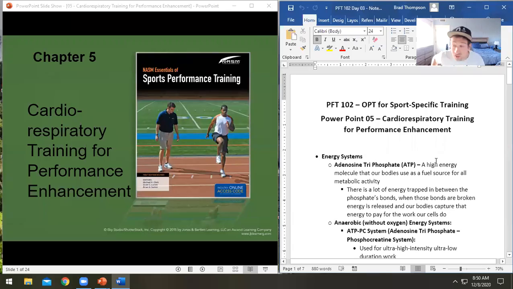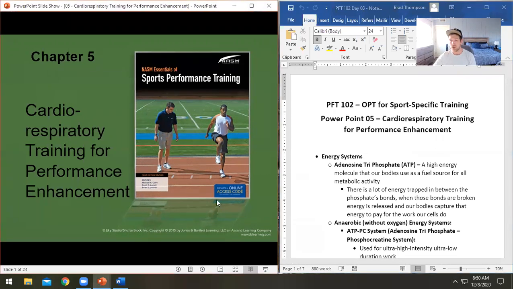All right, so today we are looking at cardio for sports performance, right? So we talked yesterday about the flexibility part. We're working our way through all the aspects of program design, right? When it comes to program design, we talk about the flexibility training.